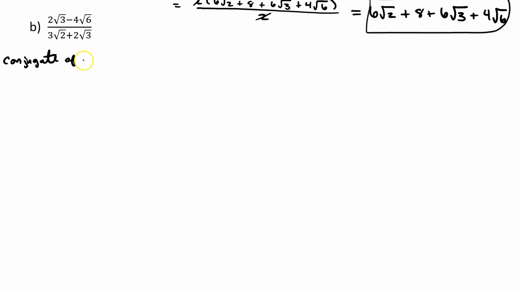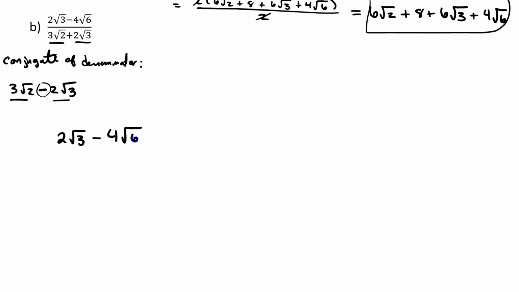So here, the conjugate of the denominator would be 3 root 2 minus 2 root 3, because we keep the 3 root 2 and the 2 root 3, but we just change the sign. I kind of cut in a little bit here, so I'm just going to rewrite it: 2 root 3 minus 4 root 6 all over 3 root 2 plus 2 root 3, just to give myself a little bit more room.